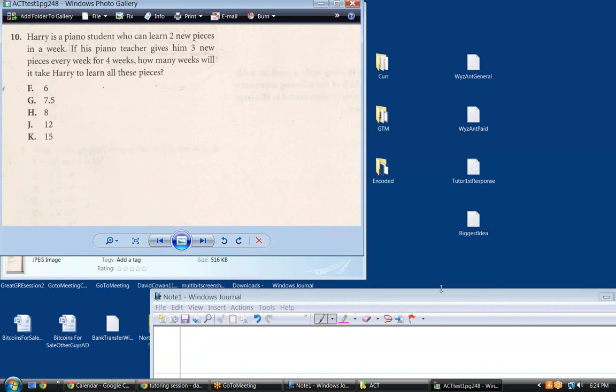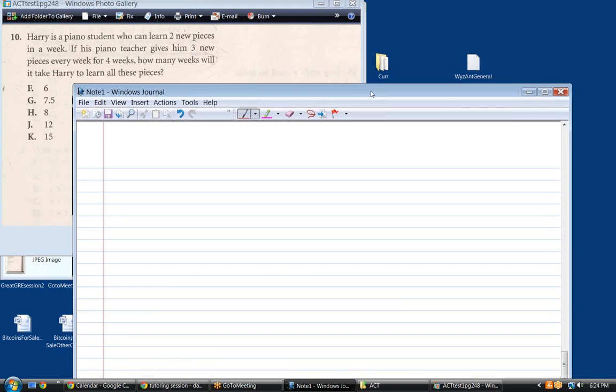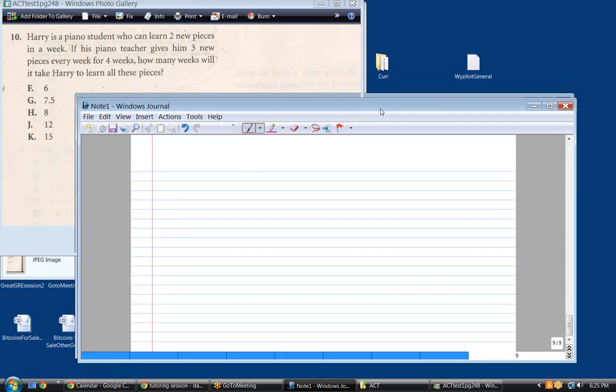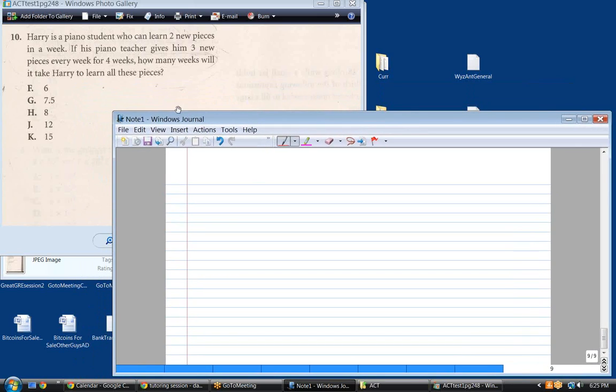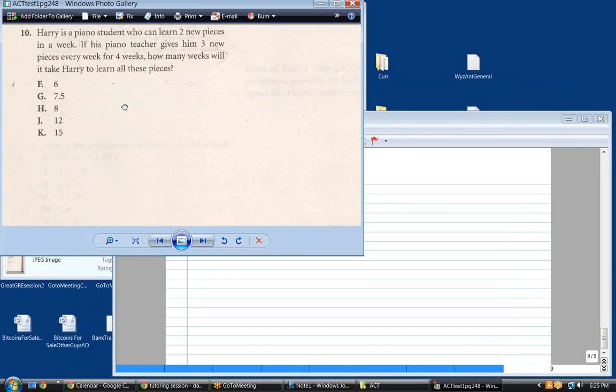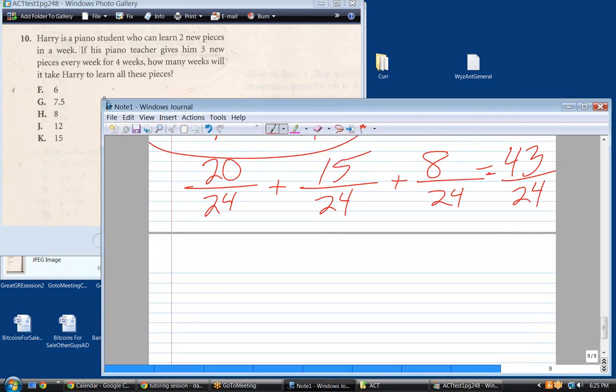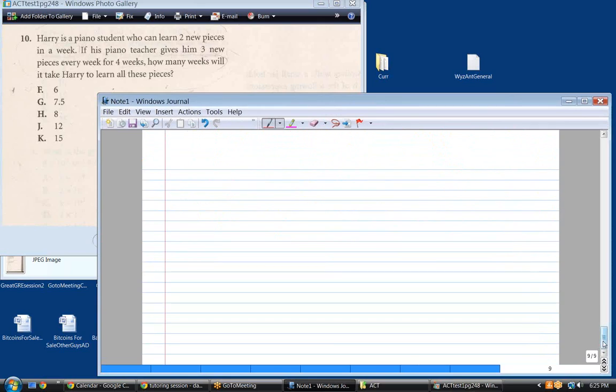Number 9. Let's look at 10. Tell me what your thought process is in trying to solve this problem also.